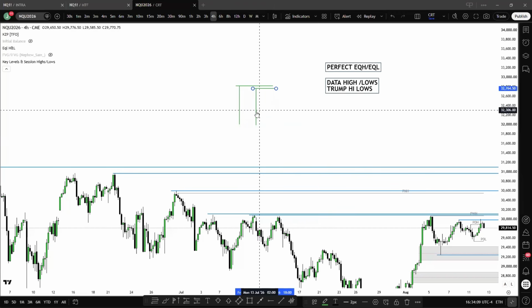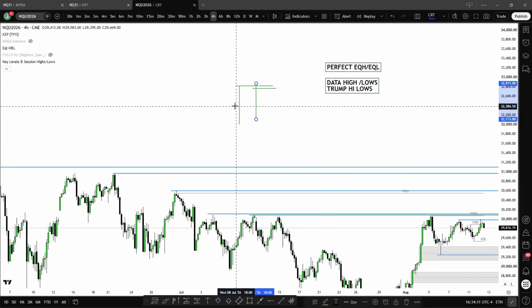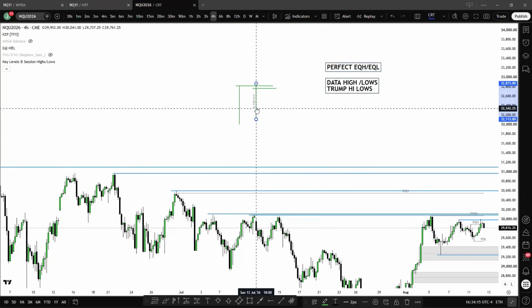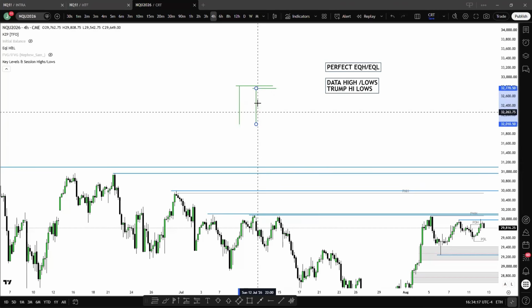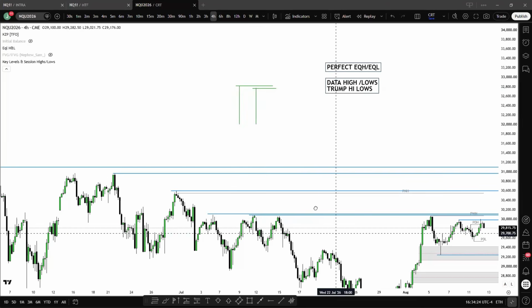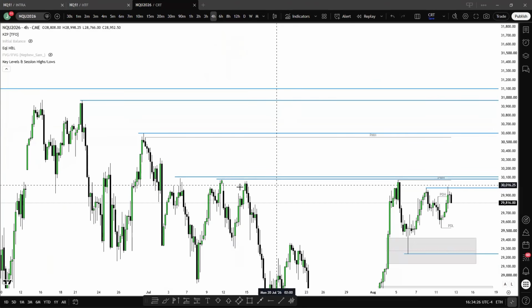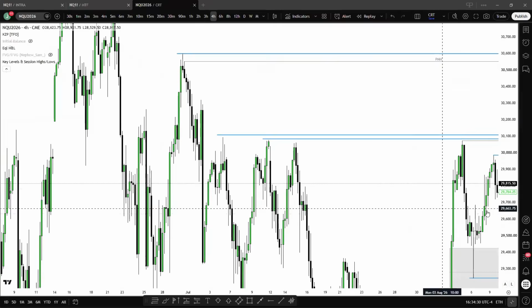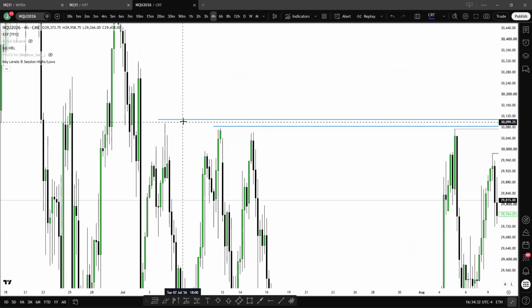Now, if this one took out and was higher than this one, then that wouldn't be relative equal highs. That would be a liquidity sweep. But since this is lower, these are relative equal highs. And sometimes they really stack up multiple times, as you can see here. See how they stacked up 3 times? This is a perfect example right here of relative equal highs.